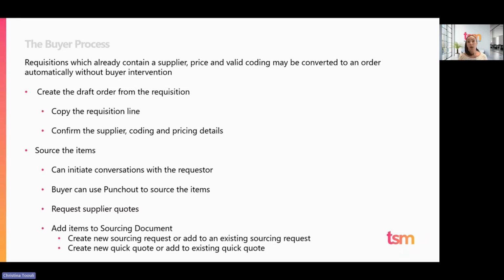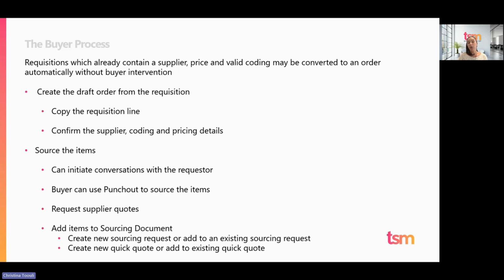Buyers can request quotes. There is a request for quote function within the standard P2P application, and they can request quotes from multiple suppliers if they want to. They can also use punch out, so they can punch out to an external website to source the items from as well. So there are lots of options there for the buyer.